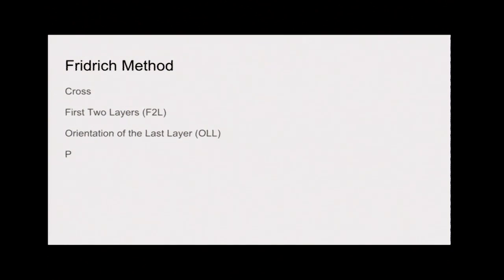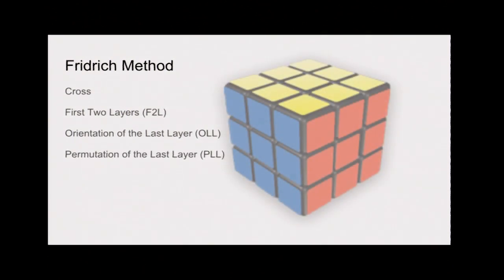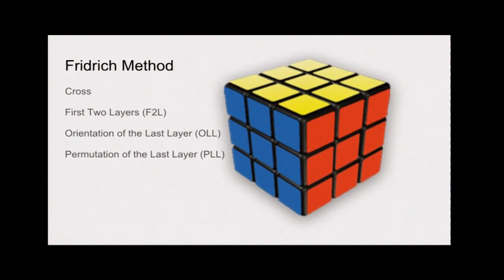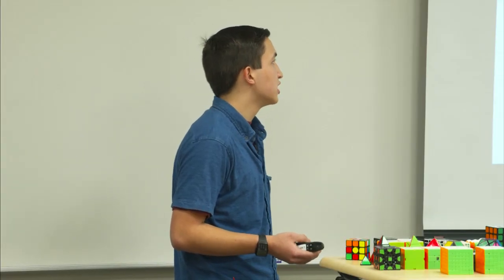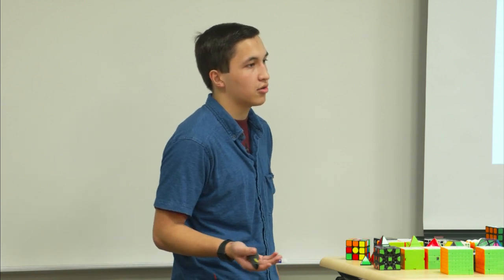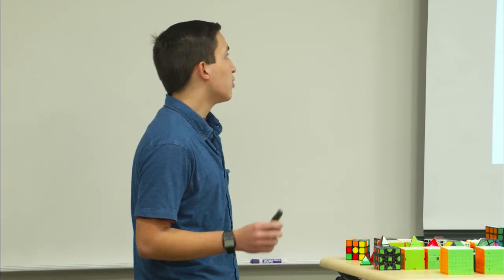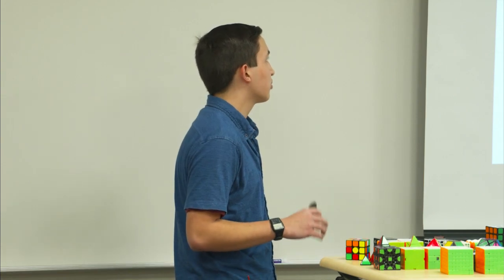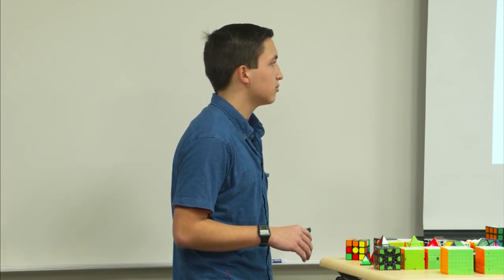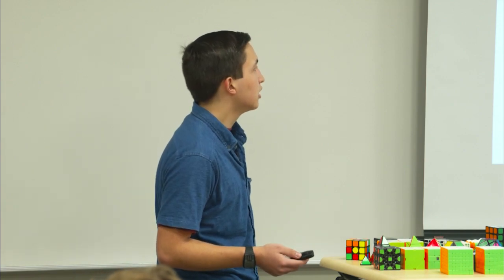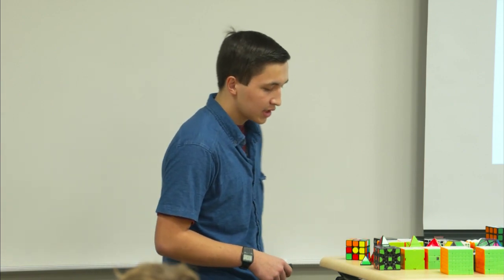And the last step is permutation of the last layer, and that is switching those pieces around in the last layer without reorienting them, and that finishes solving the cube. So in this step, there are 22 different cases. So there are 21 different, because one of the cases is already the cube being solved. There are 21 different algorithms that you can memorize to permute the last layer. And again, you only need 2, but the more you memorize, the faster you can go.